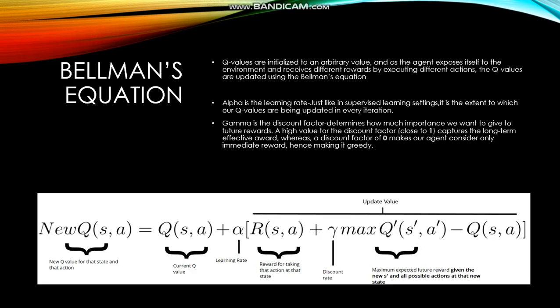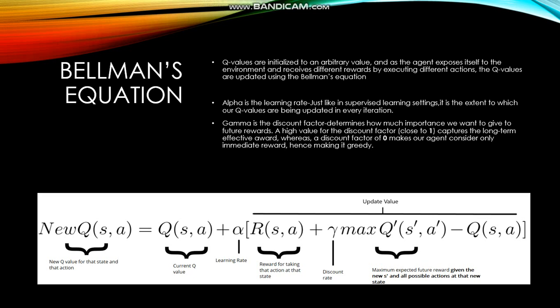The Bellman equation is clear enough, as you can see. The Q values are initialized to an arbitrary value, and as the agent exposes itself to the environment and receives different rewards by executing different actions, the Q values are updated using this equation.